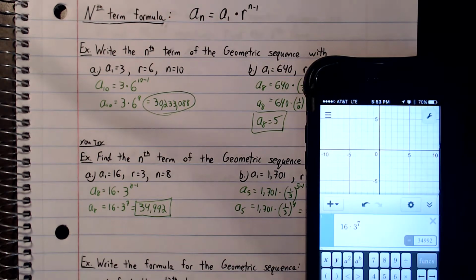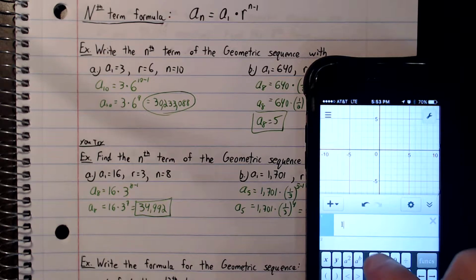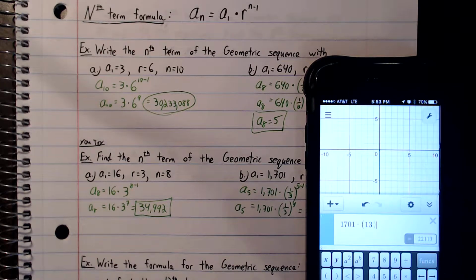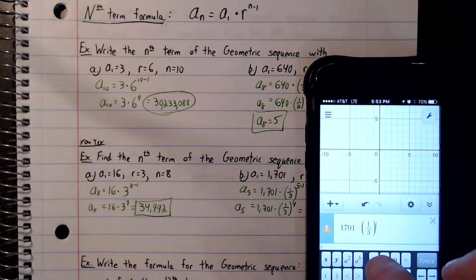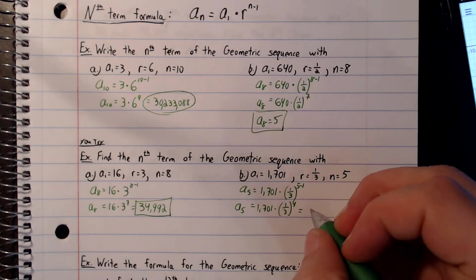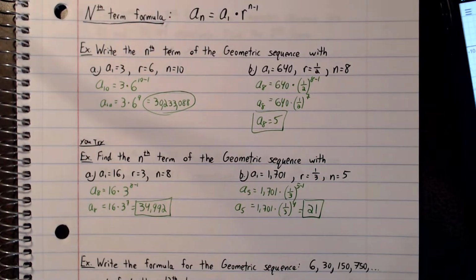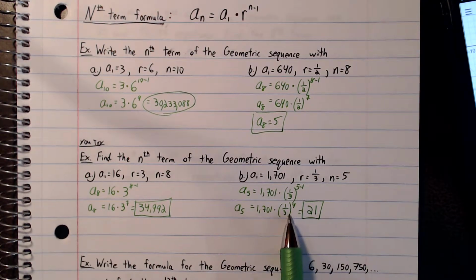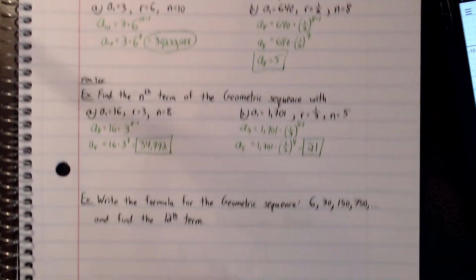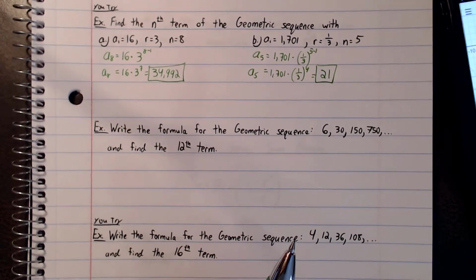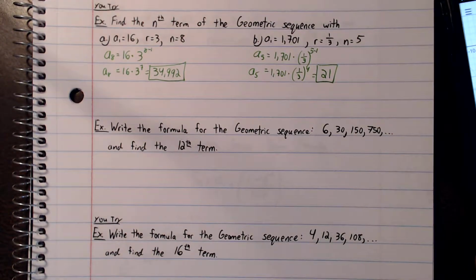That's what we'll type in. Clear that out. 1,701 times 1/3 to the power of 4. And it comes out to be 21. Okay. Yeah, you could definitely do all of this without the calculator if you wanted to distribute and do all that with the fractions. That's fine if you wanted to, but we've got the technology to help us out, so why not use it, right?